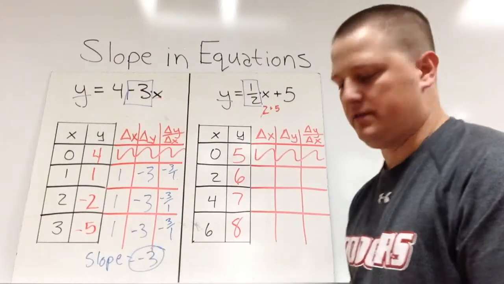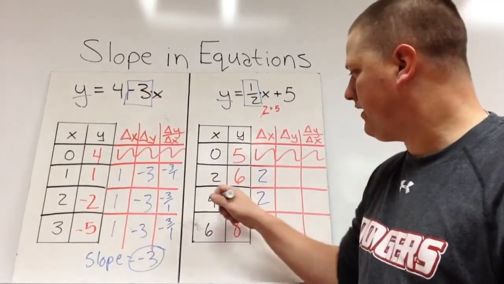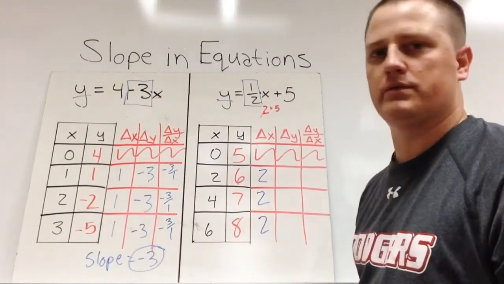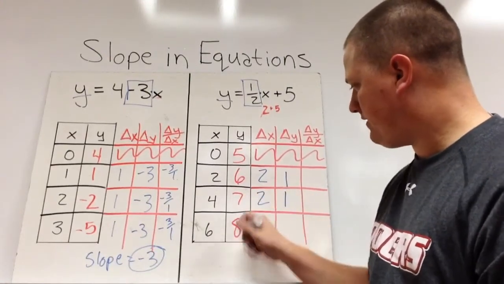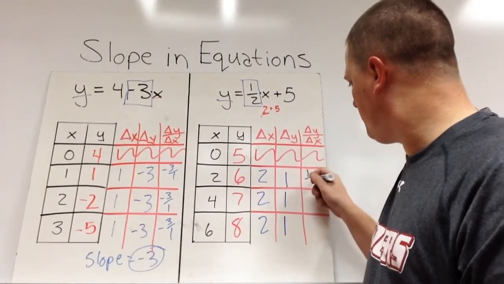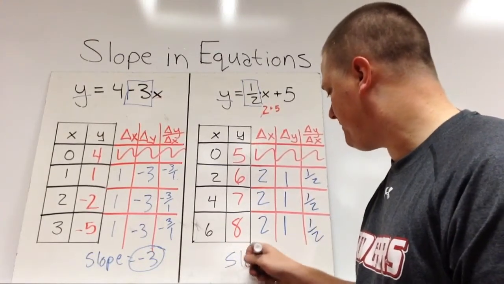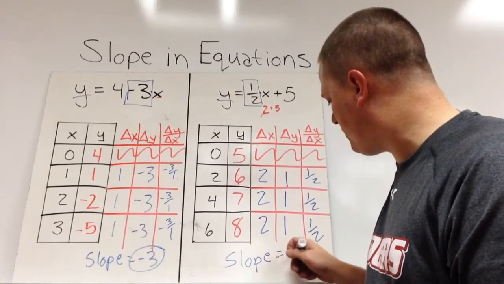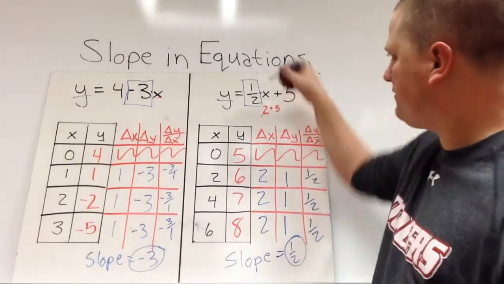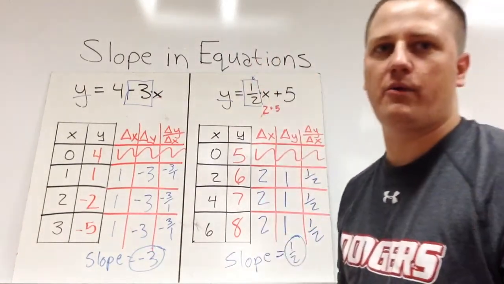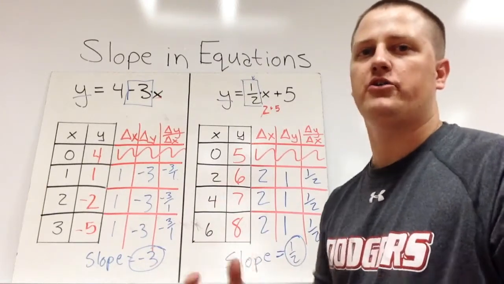Now let's do our delta x and delta y. 0 to 2 is 2, 2 to 4 is 2, 4 to 6 is 2. 5 to 6 is up by 1, 6 to 7 up by 1, 7 to 8 up by 1. This is 1 over 2, 1 over 2, 1 over 2. Slope equals 1/2. And if you notice, it was in our equation. Okay, so let's look at some other equations and use this knowledge to identify the slope.